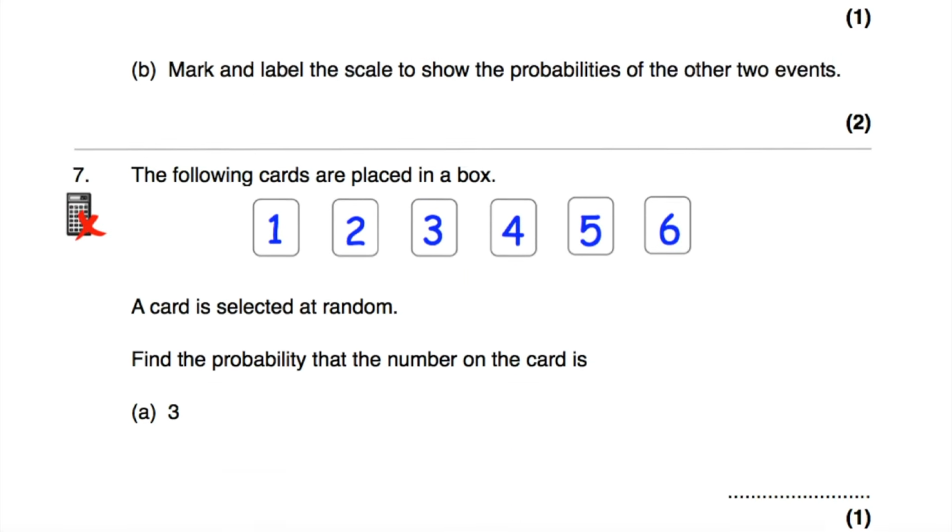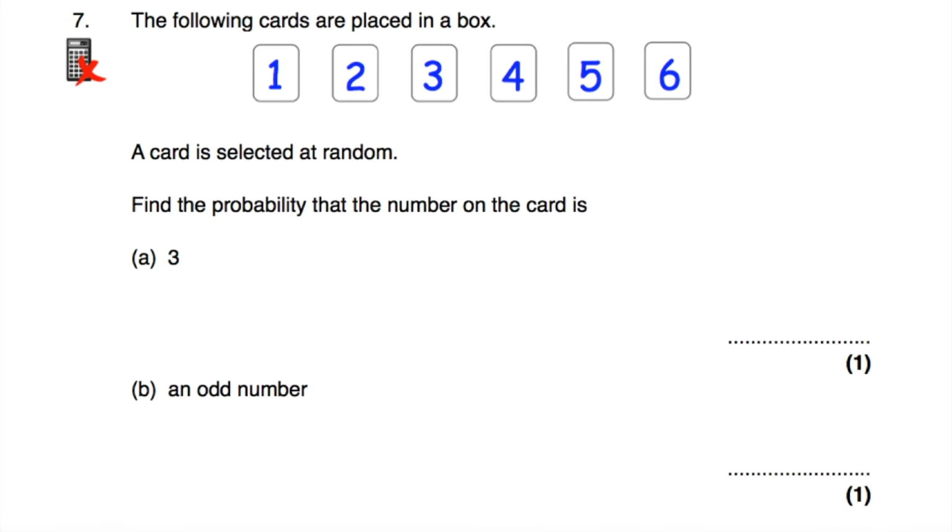Okay, let's look at our next question, question number 7. So question number 7 says the following cards are placed in a box. So we've got the cards 1, 2, 3, 4, 5 and 6. And a card is selected at random. And we've been asked to find the probability that the number on the card is a 3. Well, there's 6 possible cards and one of them's got a 3 on it. So the probability of getting a 3 would be 1 out of the 6. So 1/6.